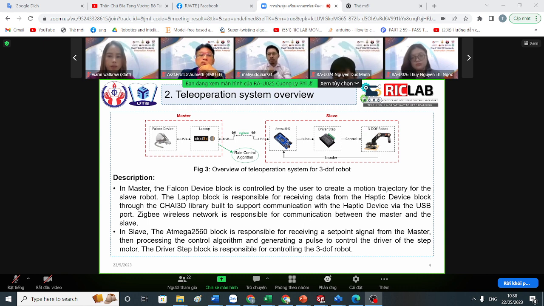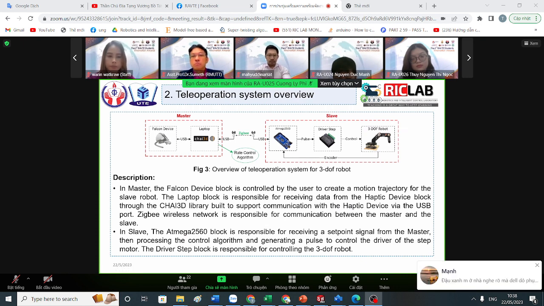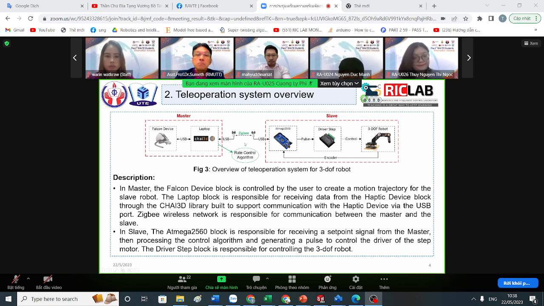The laptop block is responsible for receiving data from the haptic device block through the library built to support communication with the haptic device via USB port. ZigBee wireless network is responsible for communication between the master and the slave.